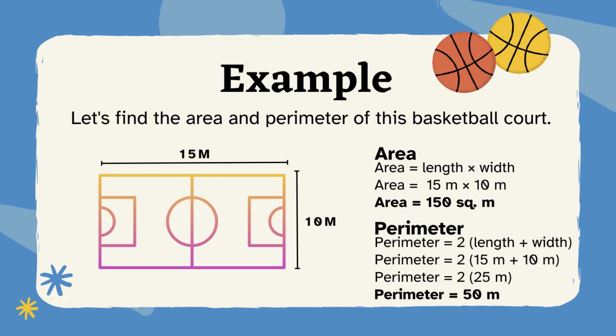Now let's find out the perimeter. Perimeter is equal to twice the sum of length and width. Twice means 2 into 15 plus 10. 15 plus 10 is 25. 2 times 25 is 50. So the perimeter of this basketball court is 50 meters.